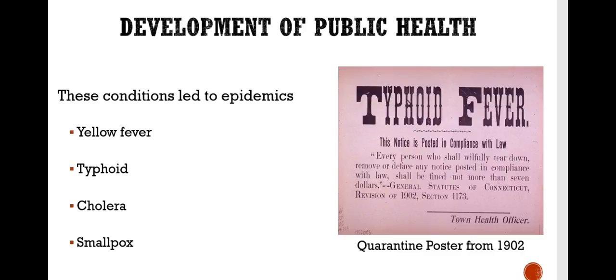So some of the epidemics that were coming about were yellow fever, typhoid, cholera, and smallpox. And I had found this poster that touches on the topic of quarantine from 1902, which I thought was very interesting. I wanted to share it with you guys.